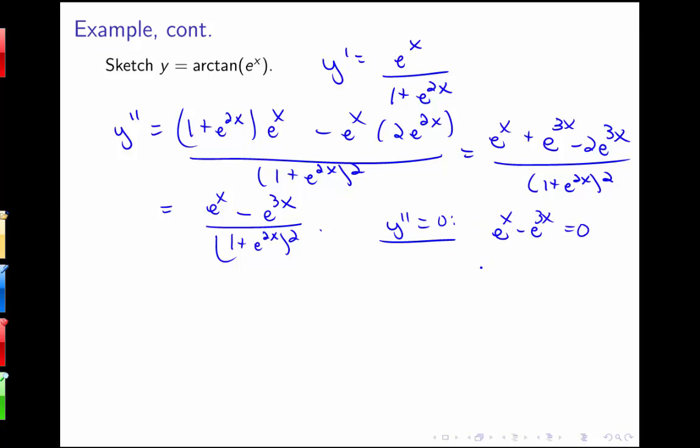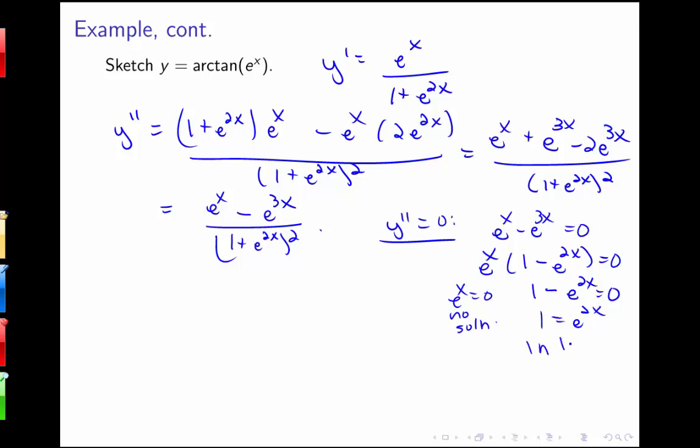So if I factor out an e to the x, I have e to the x times 1 minus e to the 2x is 0. E to the x equals 0 has no solution. Okay, so I just need to look for where 1 minus e to the 2x is 0. So then I'm looking at using natural log. So natural log of 1 equals 2x. Natural log of 1 is 0. So I have x equals 0 is my only critical point here.